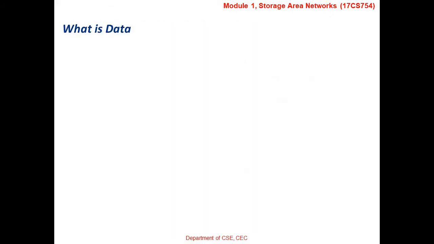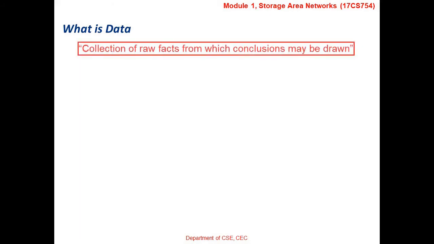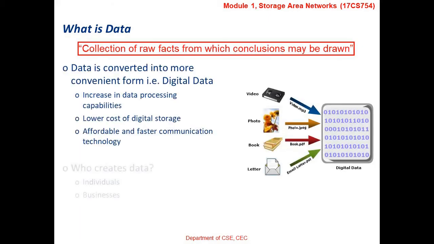Now let us look at the definition of data. What is data? Data is a collection of raw facts from which conclusions may be drawn. Data may be in physical form. If it is converted to a digital form, we call it digital data. Digital data is more convenient to handle because of the following reasons. The first reason is increase in data processing capabilities. Second is lower cost of digital storage, as well as affordable and faster communication technology.